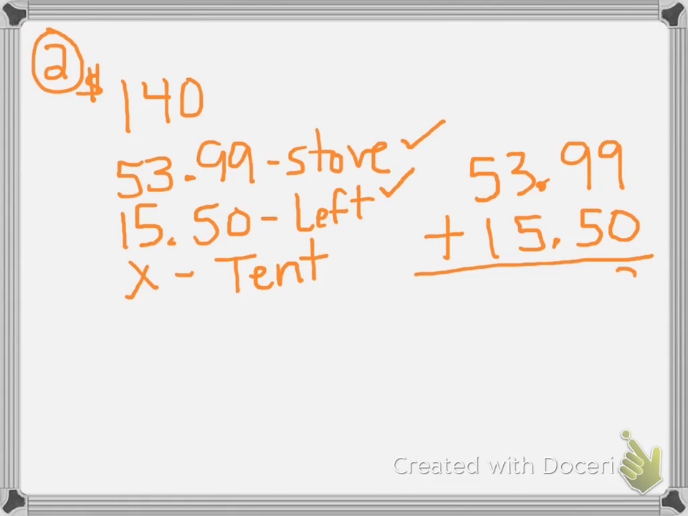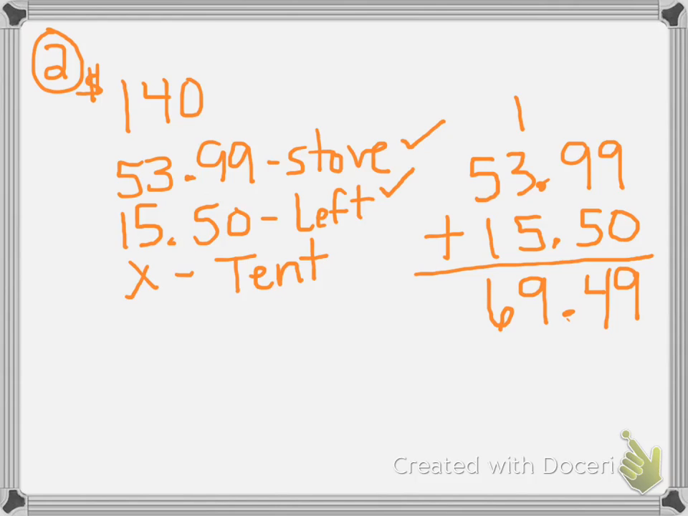9 plus 0 is 9. 9 plus 5 is 14. We're going to carry the 1. 5 plus 3 is 8. Plus 1 more is 9. And 5 plus 1 is 6. So of the $140, we know that $69.49 is accounted for. So how do we figure out what's remaining of the $140 so that we know the cost of our tent?